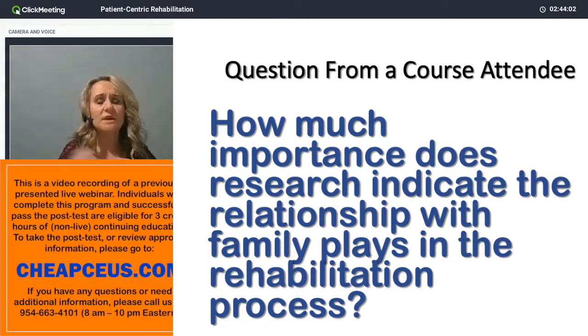And then a lot of the time the personality traits of the family and of the patient, and how they interact with each other and interact with us, also plays a role in the outcomes for the patient. So we do need to think about the family if they're going to be involved in that patient's care and play a role in their life and then their outcomes.